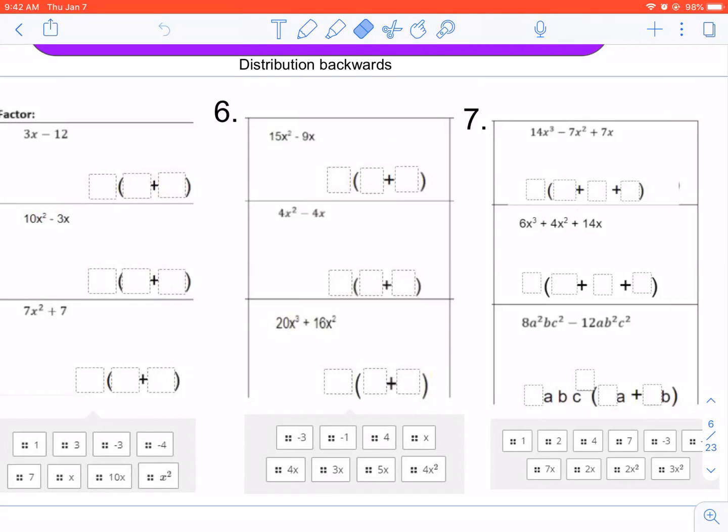Question number 6 on Schoology. We are actually going to focus on this question down here at the bottom, and then you're going to work the ones above it on your own, and it's going to be very similar.